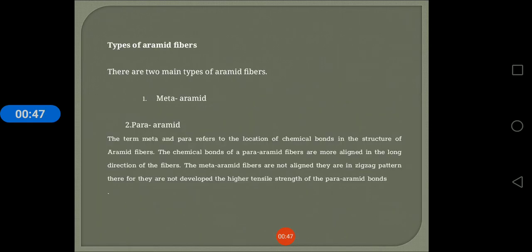Types of aramid fibers. There are mainly two types of aramid fibers: meta-aramid and para-aramid. The terms meta and para refer to the location of chemical bonds in the structure of aramid fibers. The chemical bonds of para-aramid fibers are more aligned in the long direction of the fibers. The meta-aramid fibers are not aligned, they are in a zigzag pattern. Therefore, they do not develop the higher tensile strength of the para-aramid bonds.